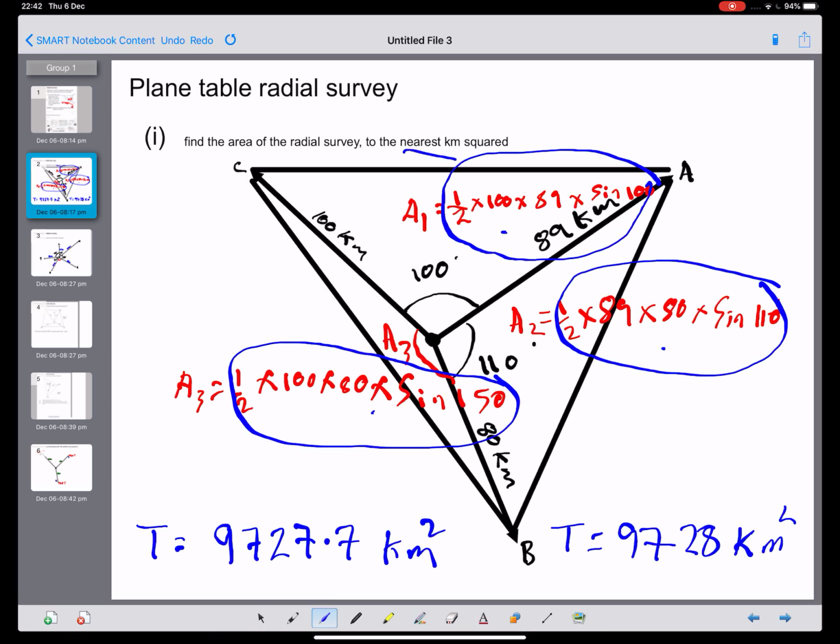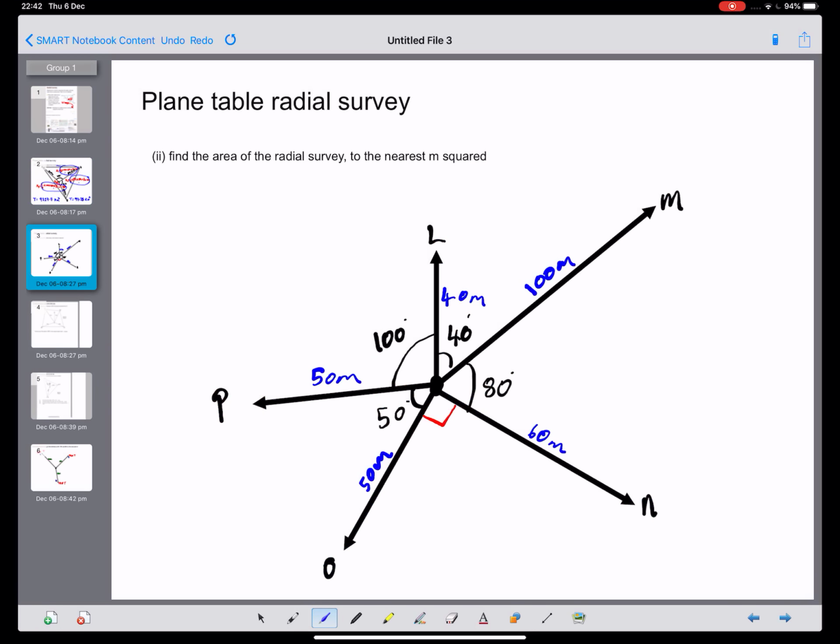Okay, so let's look at another example. I want you to pause the video and have a go at doing this, please. Okay, so you should have worked this out now. Let's have a look at the shape that's going to create. A survey, a polygon.